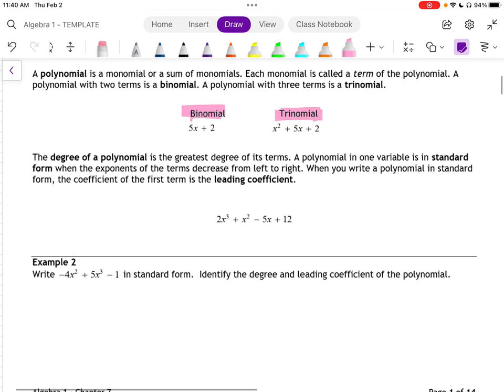The degree of a polynomial is the greatest degree of its terms, right? So we talked about degree with a monomial. So for a polynomial, you'll look at a bunch of different pieces and you'll pick out the one with the highest exponent, the highest degree.